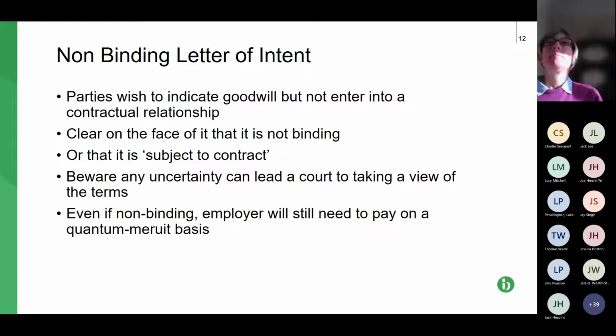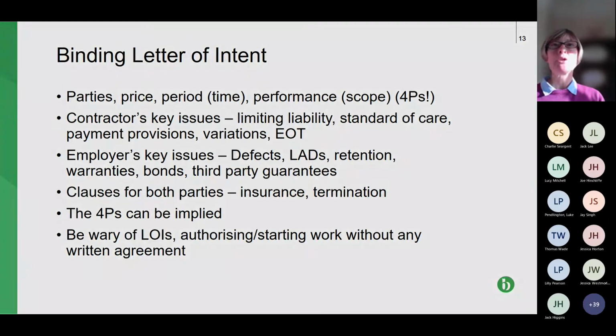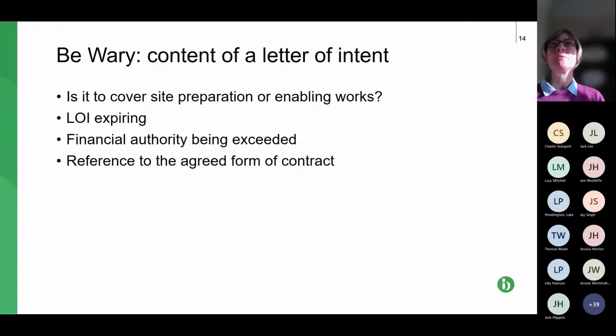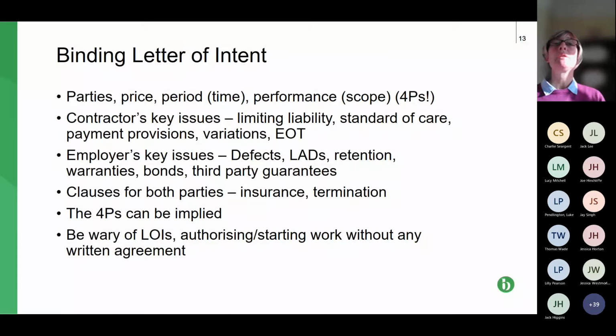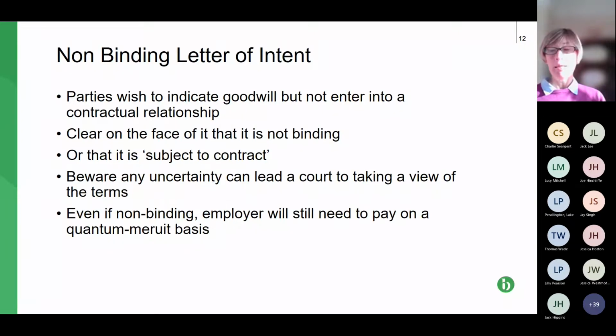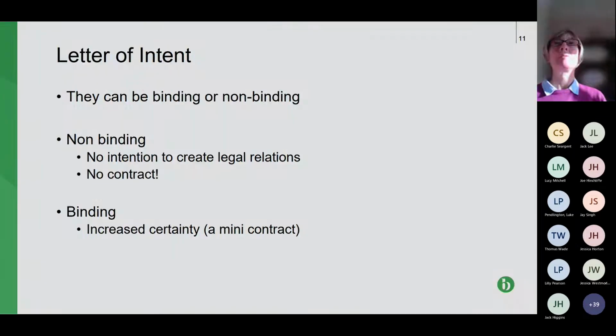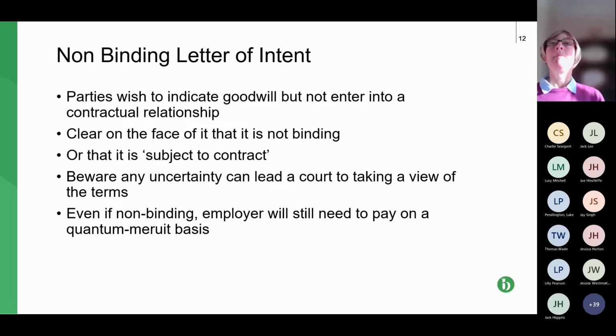Now, it's actually quite easy to tell the difference between the two. Let me just jump forward. Oh, sorry, I thought I'd put it in. The non-binding letter of intent, where have we got up to? Yeah, it is quite easy to spot. So just pause a minute.